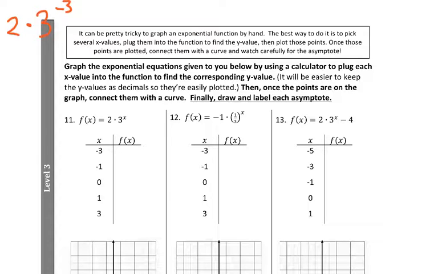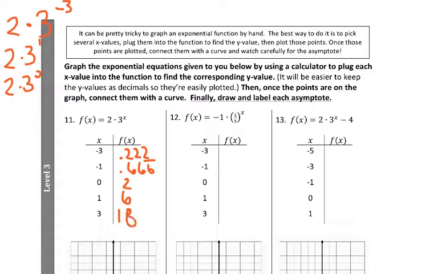And again, I'm okay with decimals today. So if you type that all in, you should get something like 0.222. Then let's do the same, but with a -1. 2 times 3 to the -1st power. We plug that in, and we're going to get 0.666 repeating. We'll do the same with a 0. 2 times 3 to the 0 power is just the number 2. 2 times 3 to the 1st power is 6. And 2 times 3 to the 3rd power is 18.